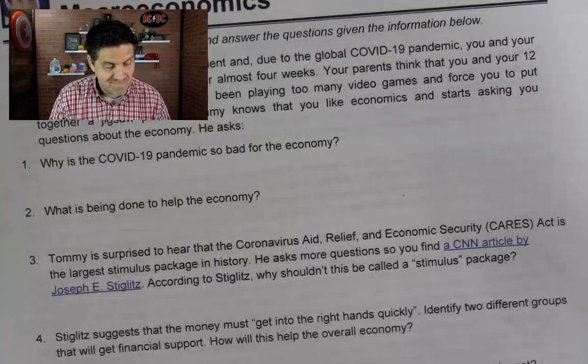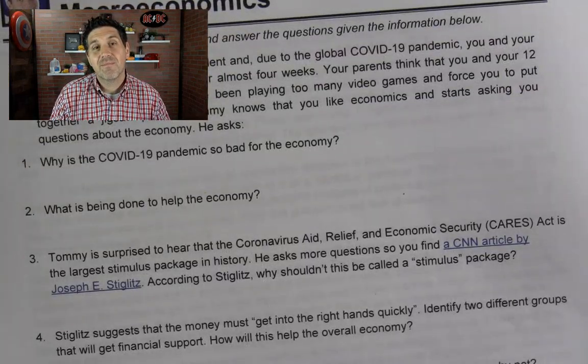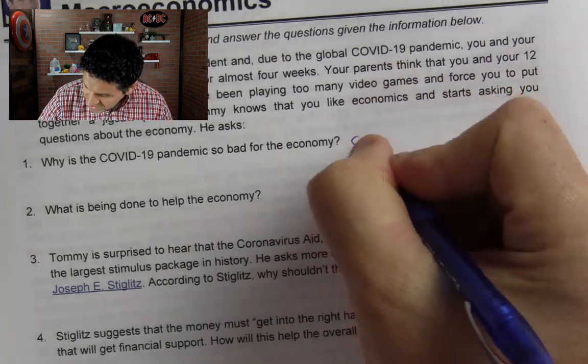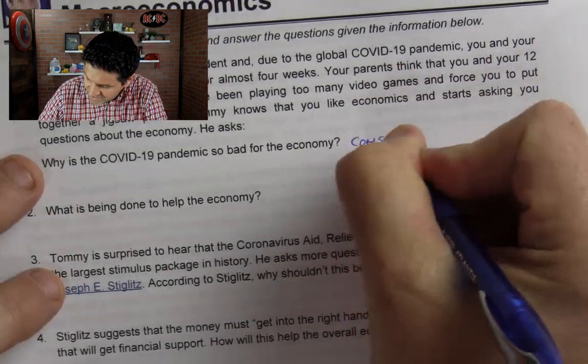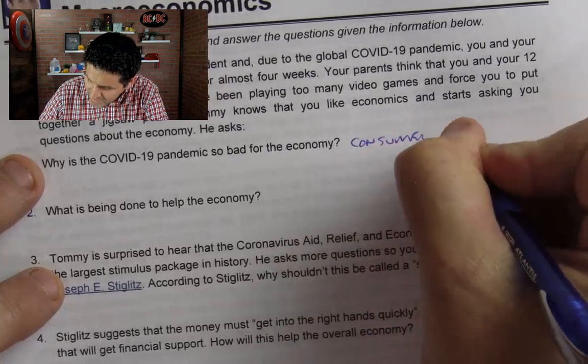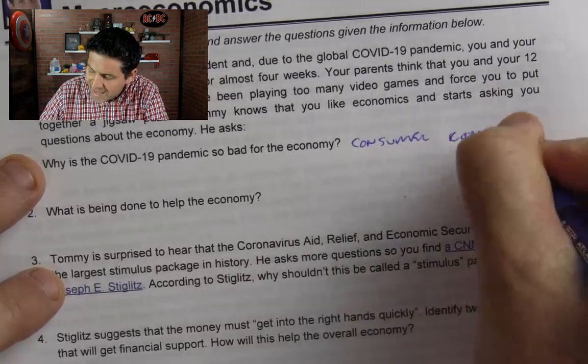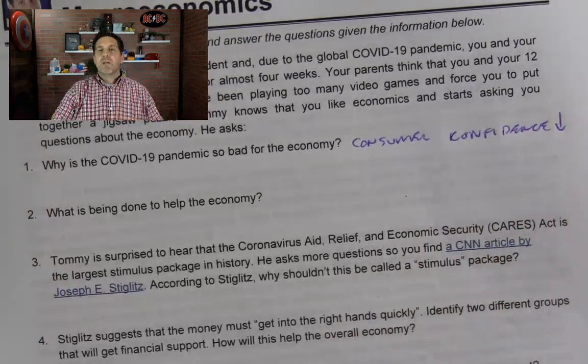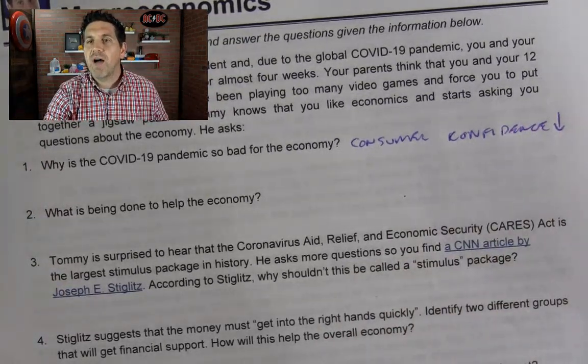I would say it's bad because there's a loss of consumer confidence right now. It's causing a decrease in demand. So consumer confidence is down. What does that mean to, I know exactly what you mean by that. What does that mean to a 12-year-old? What do you mean by consumer confidence?